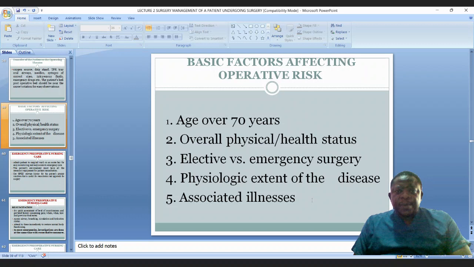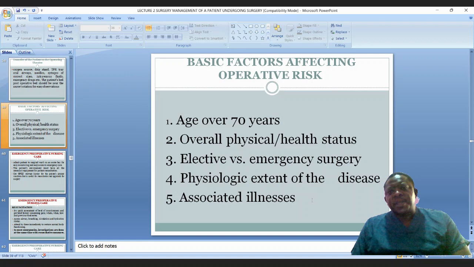The other operative risk that we need to consider is the physiological extent of the disease. If we conduct an operation, how well is it helping the patient? Is it going to worsen the situation, or is it going to help improve the situation? Is it going to provide some palliative relief to the patient? If, for instance, the cancer has spread to all parts, then doing a surgery may just make the condition spread even faster. So in such conditions, it would not even be advisable to do an operation.